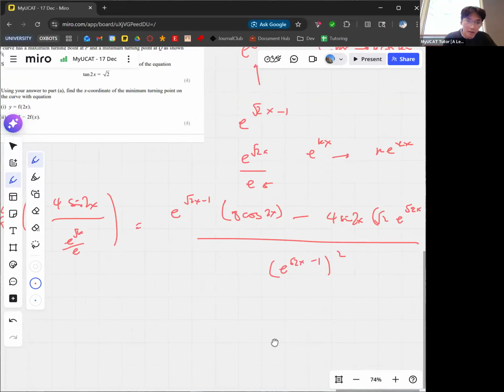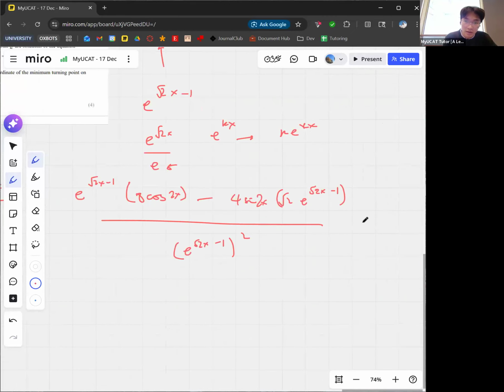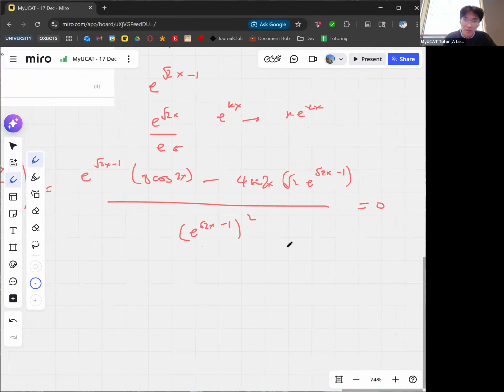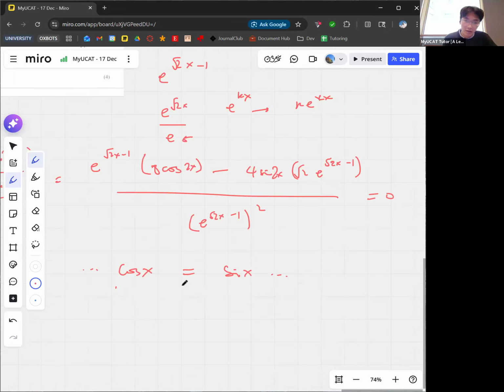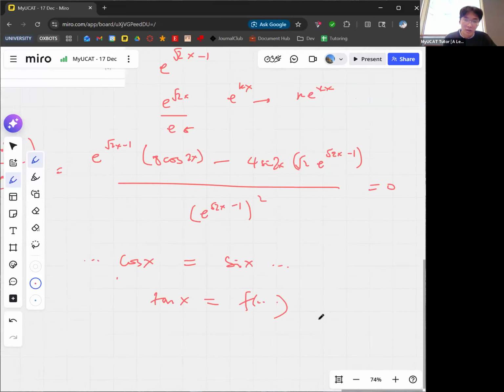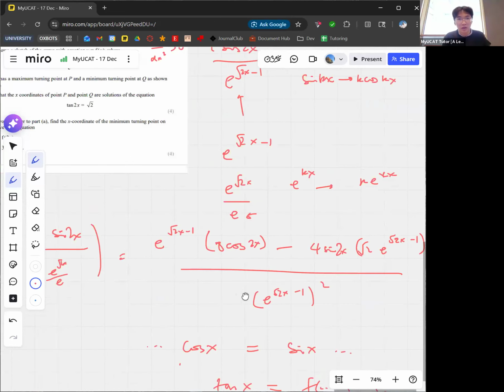And I know that at the points P and Q, the derivative is equal to 0. So if you set this equal to 0, the only part you care about is the numerator. So how you get the tan is you can see there's a cos here, there's a sine here. If you let it equal 0, you get something like cos x equals sine x with some exponentials here and there. So you can rearrange this for tan x, you divide by the cos, and it turns out that tan x ends up being root 2.